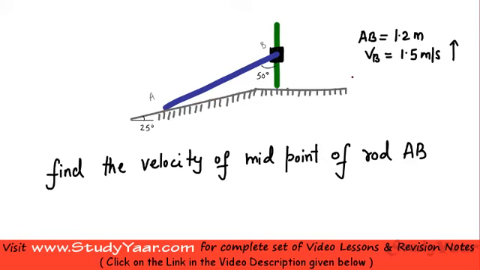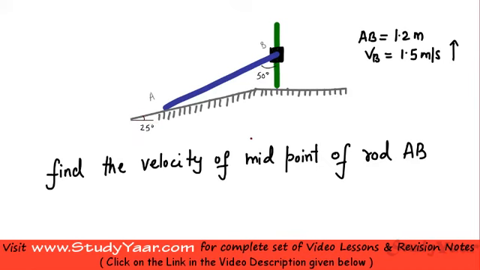You are supposed to find out the velocity of the midpoint of rod AB. So you want to find out the velocity of this point. What you're given is that AB has a length of 1.2 meters. The velocity of point B, or of this collar, is 1.5 meters per second going up. This angle is 50 degrees and this angle is 25 degrees.